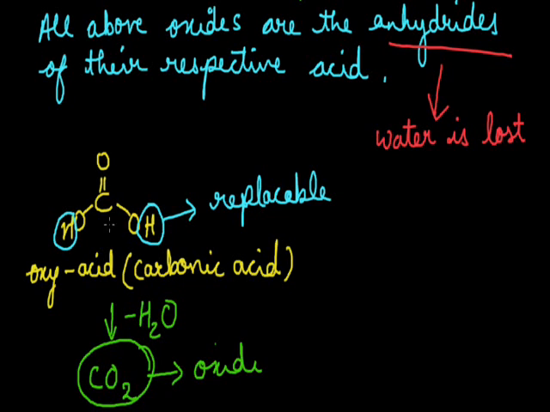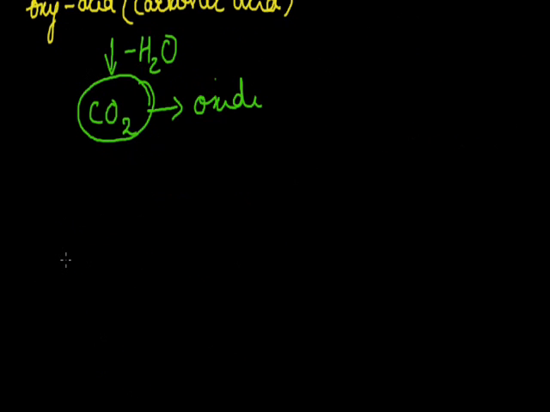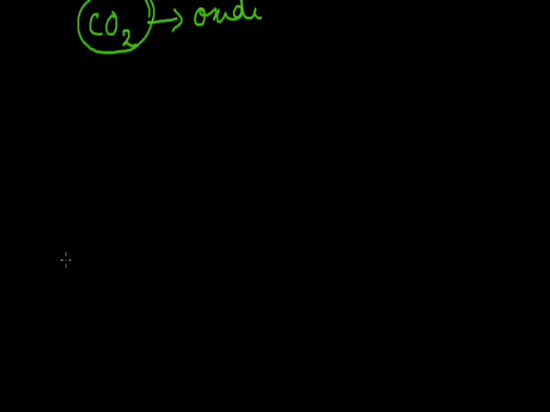So when water is removed from the acid, it forms an oxide. Then that oxide is said to be the anhydride of the acid. So this was about the acidic oxides of nonmetals. Now we'll see nonmetals also have the tendency of forming neutral oxides. They do not form basic oxides, but they form neutral oxides.